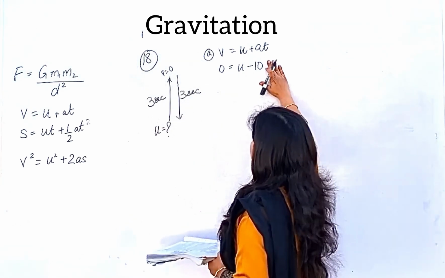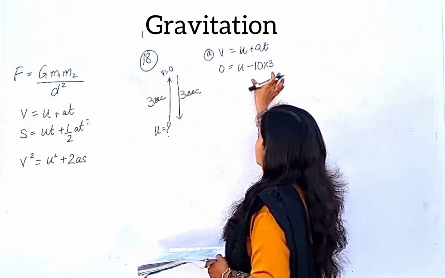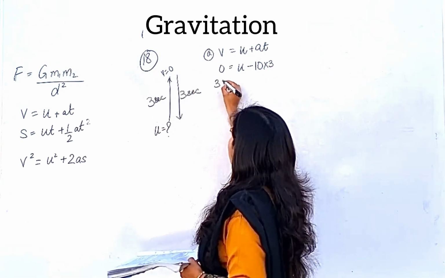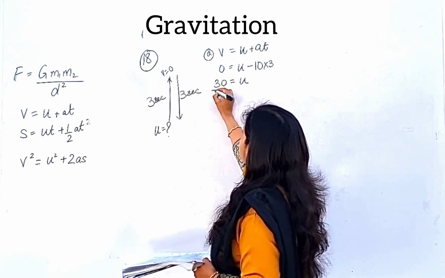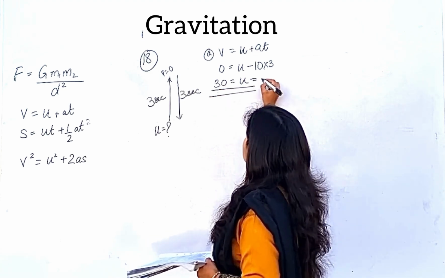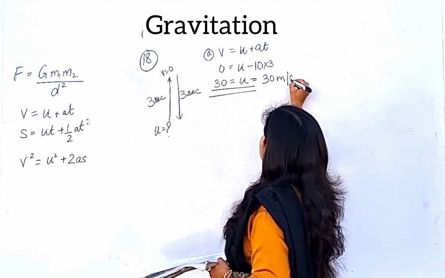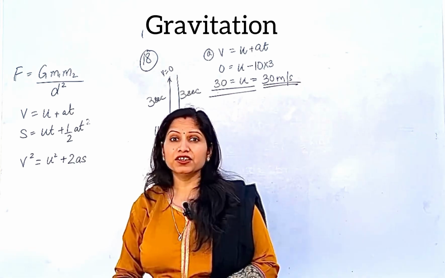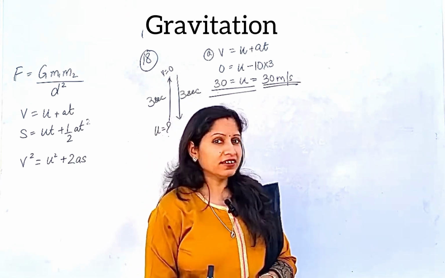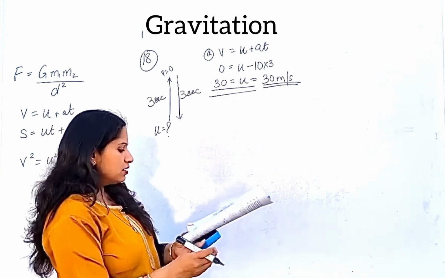t is given as 3 seconds. Since it's negative, we'll move it to the opposite side, so 30 equals u. So u is equal to 30 meters per second. Don't forget to write the unit, otherwise your marks will be deducted in the exams. So it's 30 meters per second.